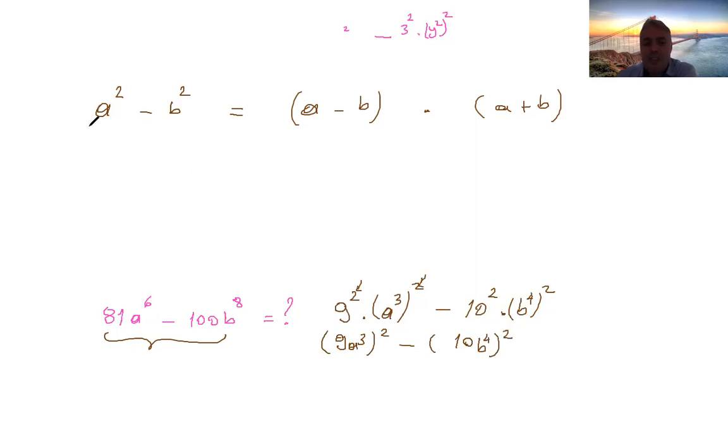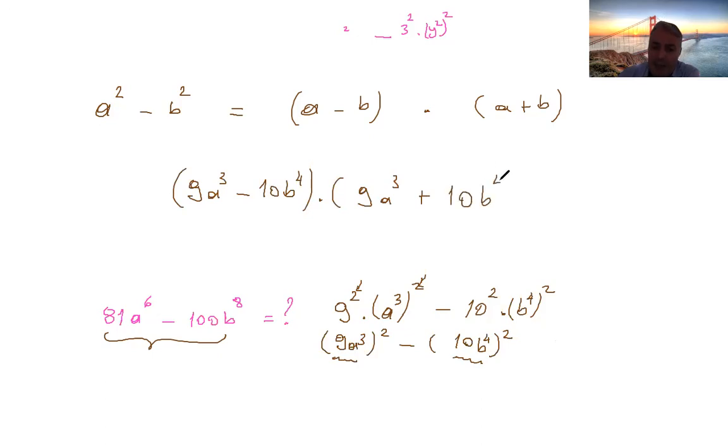Now you can use this form. How? The first number is now 9a cubed. The second number is now 10b to the power of 4. So what will this be? First number minus second number, times first number plus second number. That's it, finished. Check the calculations one more time. Yes, sir, correct. Okay, so now the final question, and then I will pass this topic.